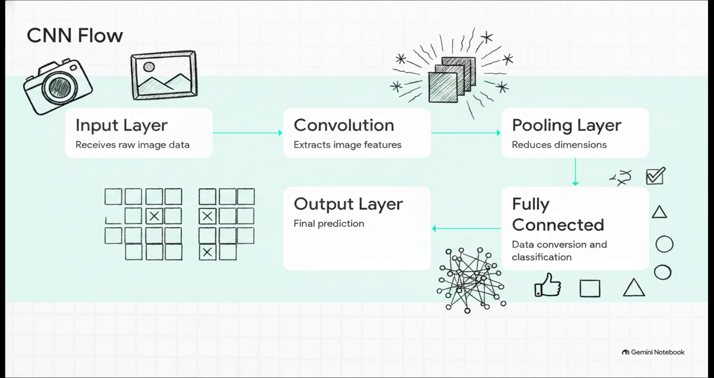The data goes: 1. Input layer, 2. Convolution layer, 3. Pooling layer, 4. Fully connected layer, and finally, 5. Output layer. Input, convolve, pool, fully connect, output. Memorize that sequence and you are golden.